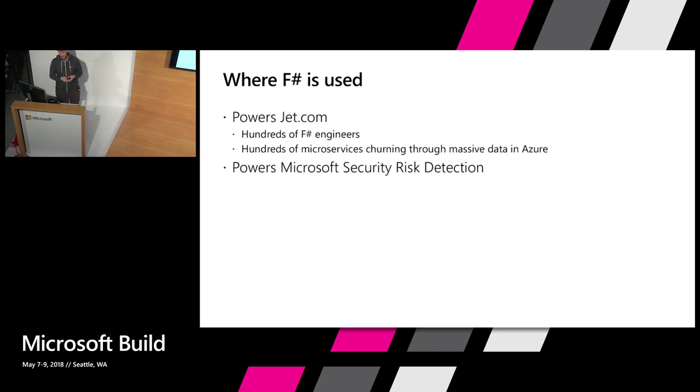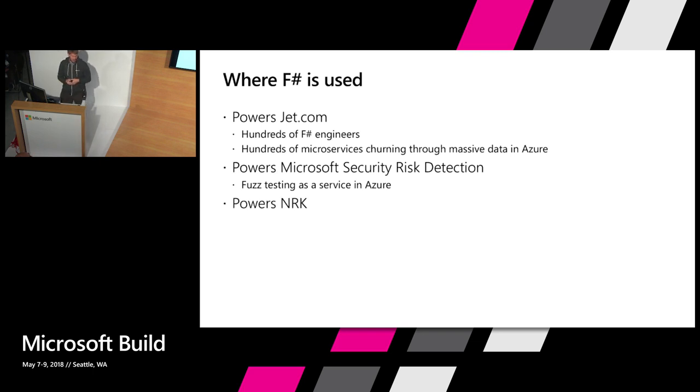F# also powers Microsoft Security Risk Detection, which is a product that we have that's basically fuzz testing as a service in Azure. So if you're unfamiliar with fuzz testing, what they do is they take a DLL and they just beat it to death with a whole bunch of different stuff, to basically find all the different weird little security holes that you may have in your application. And the rules engine for all of that stuff, and the rules engine for scaling that out across massive applications across all of Azure, is also done entirely in F#.